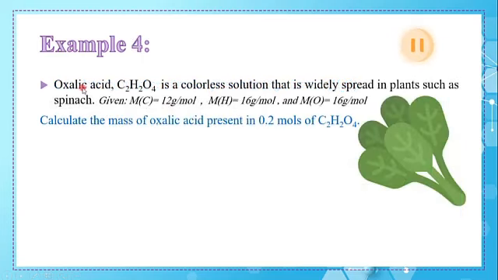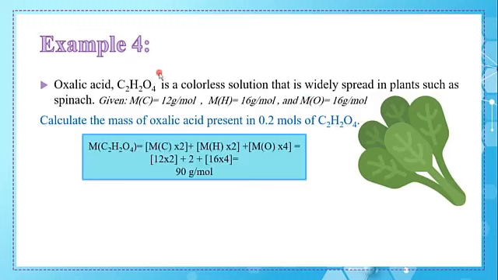Move to another example. Oxalic acid, C2H2O4, is a colorless solid that is widely spread in plants such as spinach. Given the molar mass of carbon, hydrogen, and oxygen, calculate the mass of oxalic acid present in 0.2 moles of C2H2O4. At first, we can calculate the molar mass of oxalic acid, which is equal to the molar mass of carbon multiplied by 2 since we have 2 carbon atoms, plus the molar mass of hydrogen multiplied by 2 since we have 2 hydrogen atoms, plus the molar mass of oxygen multiplied by 4. The answer is 90 grams per mole.